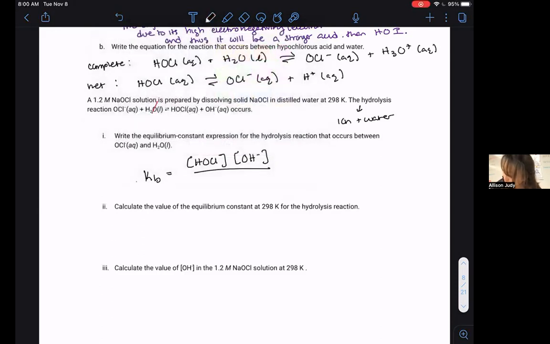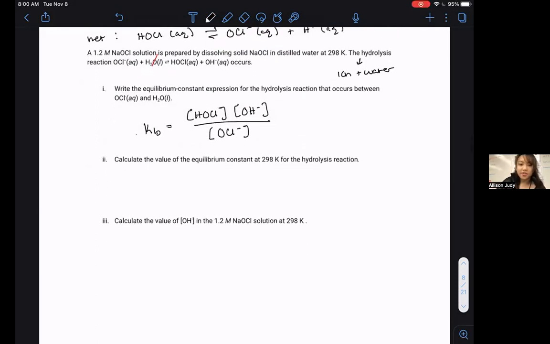So then we just do over the molar concentration of the reactant OCl minus, raised to its respective stoichiometric power, and that is the Kb expression. Then you're asked to calculate the value of the equilibrium constant at 298 Kelvin for hydrolysis, which is, by the way, the standard temperature. Where they specify temperature, remember, because K is impacted by temperature. But standard K values are always calculated and determined at room temperature or 298 Kelvin.